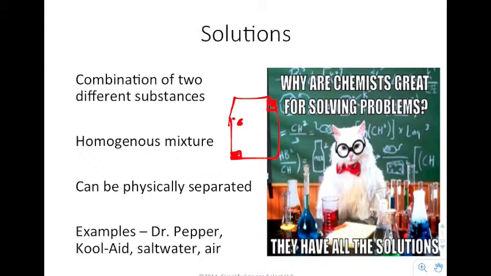An example of it is Dr. Pepper, Kool-Aid, salt water, air. All of those things you can separate the solute without doing a chemical reaction. In other words, Dr. Pepper is not a new substance, it's a combination of sugar, water, and carbon dioxide. Kool-Aid is not a new substance, it's a combination of sugar and water. Salt water is not a new substance, it's a combination of salt and water, and so on. So solutions can be physically separated because they don't actually chemically react.